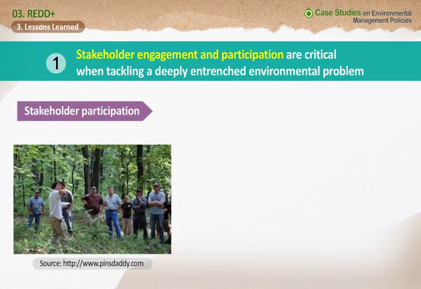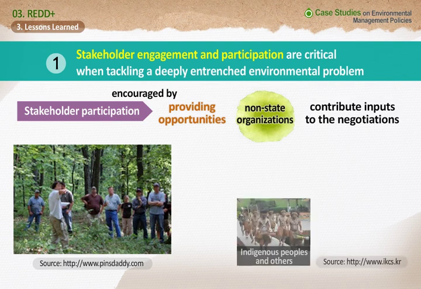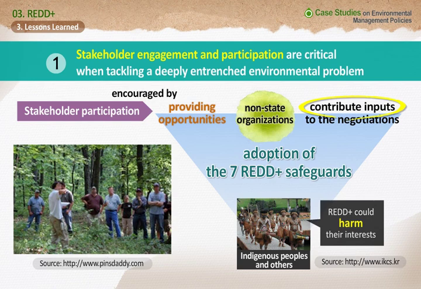Stakeholder participation was also encouraged by providing opportunities for non-state organizations to contribute inputs to the negotiations. This was important, as concerns had been raised by indigenous peoples and others that REDD+ could harm their interests. The adoption of the 7 REDD+ safeguards was an outcome of this effort to engage non-state organizations, and because of these safeguards, many more organizations felt that REDD+ was worth supporting.